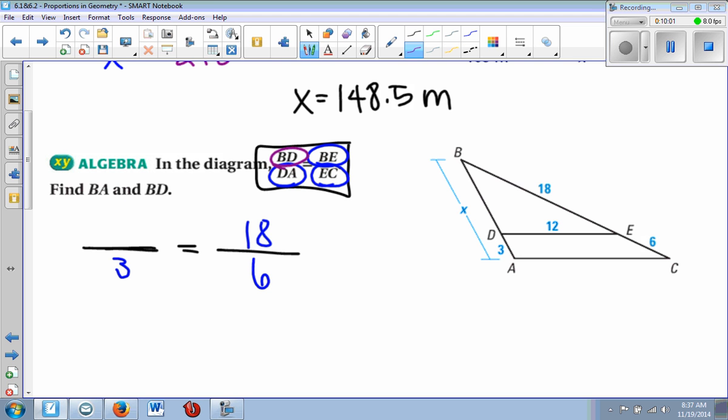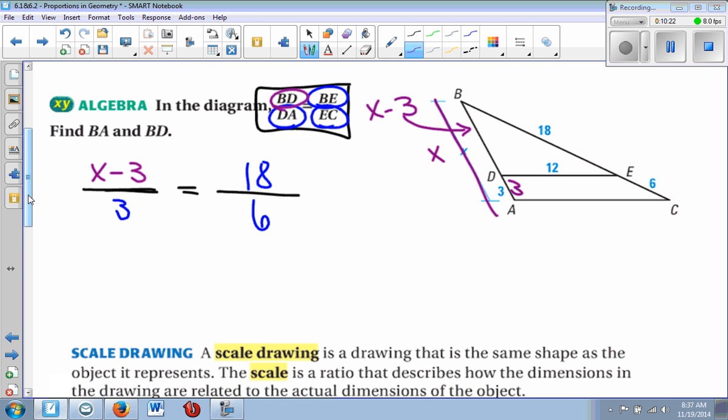We're told this entire length is x, and this bottom portion is 3, which means this missing piece is the whole length minus that extra 3. So x minus 3. That's really the only tricky part of the problem, is figuring out what goes in that top left corner. So it says find BA and BD. So the first thing we're going to do is solve for x by using cross products. So the first cross product, remember we need to put the x minus 3 into parentheses. The other cross product, if I multiply 3 and 18, we get 54.